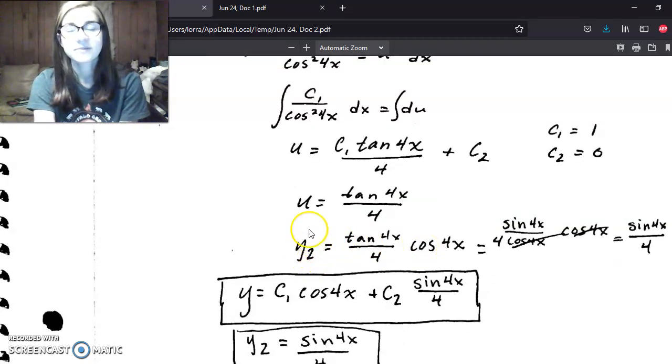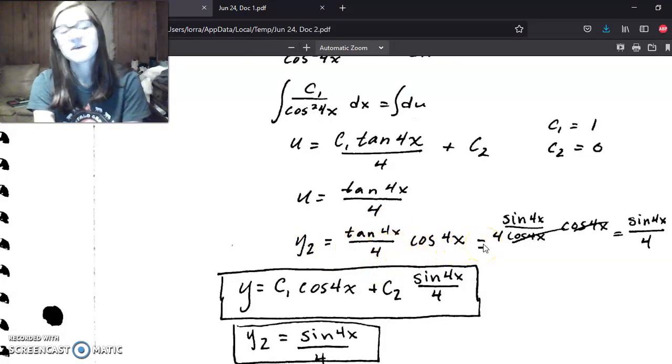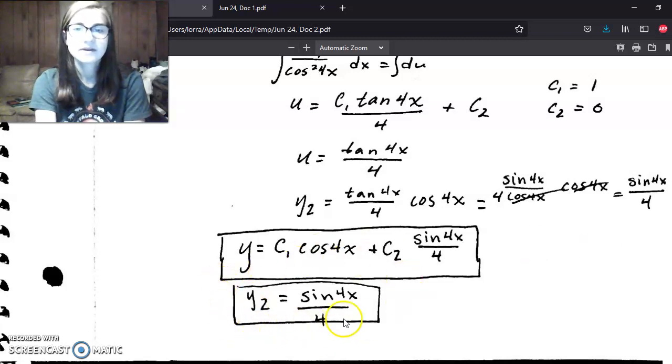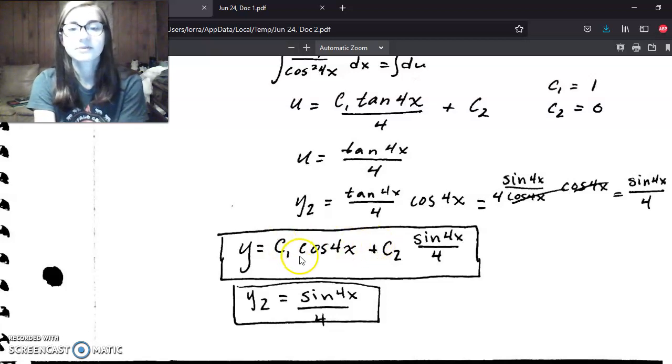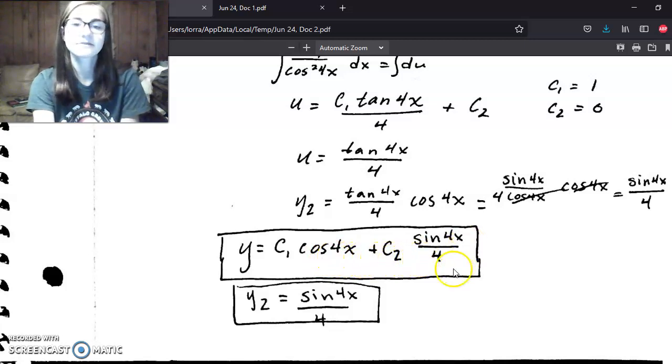And then plugging it back into the y2 equation, you would get tan 4x divided by 4 times cosine of 4x. And then that just further simplifies down to sine of 4x over 4. So your final y2 value is sine of 4x over 4. And then in order to find the y value, you just plug in both the y1 and the y2 linear equations. So y is equal to c1 cosine 4x plus c2 sine 4x over 4.